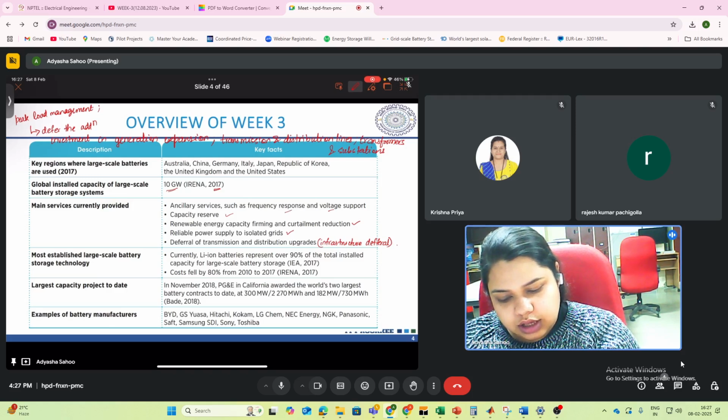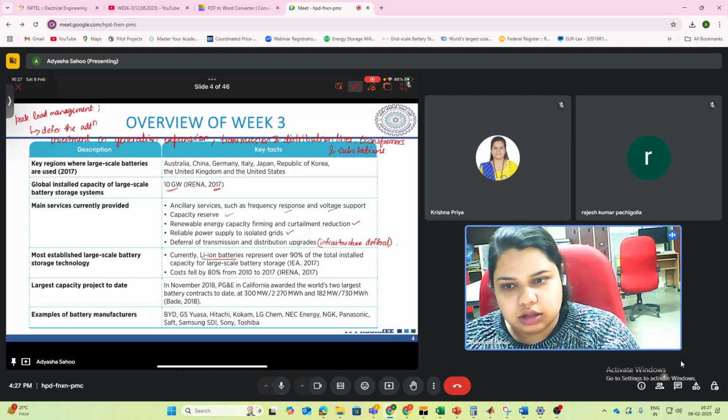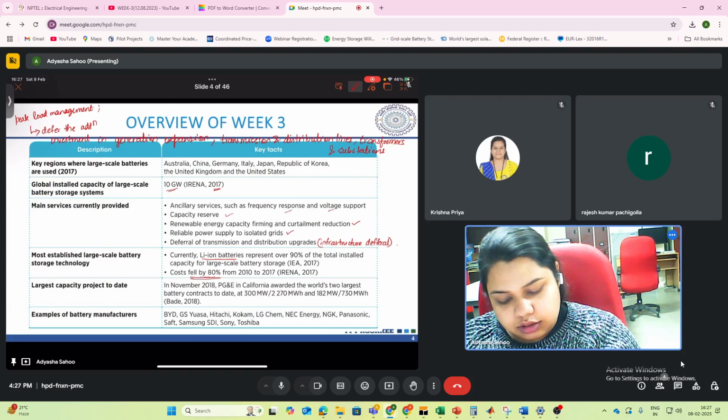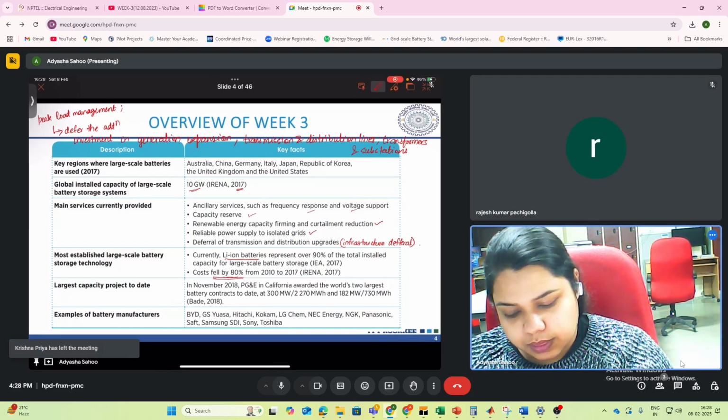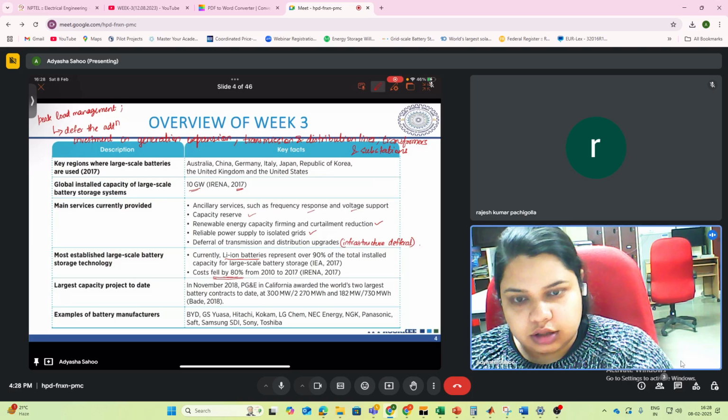So currently we see that the lithium ion batteries are quite popular, and they are covering about 90% of the total capacity that has been installed for the large scale battery storage projects. And the technology is improving, and an 80% reduction in their cost has been observed in 7 years. And the largest capacity projects to date are the batteries installed in California, of ratings 300 megawatt and 182 megawatts respectively. And some popular manufacturers are here.